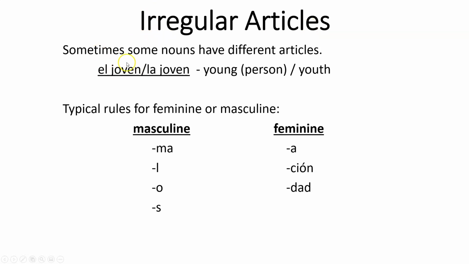Irregular articles. So, right, we talked about this. Sometimes some nouns have different articles, like el joven, la joven, the young guy, the young girl. But here are typical rules for whether it's feminine or masculine. So masculine, if it ends in M, A, L, O, or S, it's usually masculine. You usually use el and los with those. And if it ends with A, sión, or dad, then it's usually la or las, right?